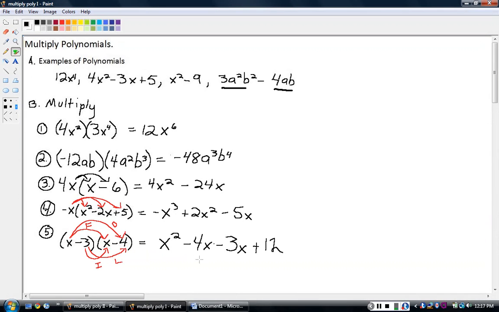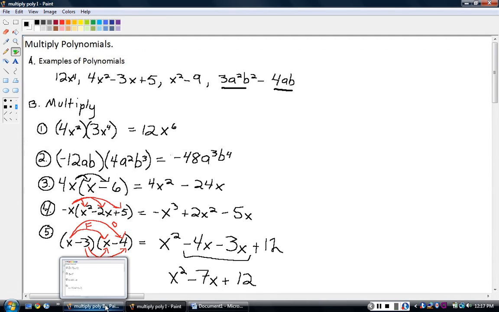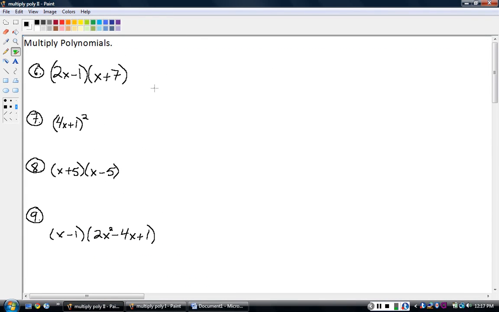So now I'm not done at this point. I still have to do a little bit of work. If you'll notice, these are like terms. Negative 4x minus 3x is negative 7x. So I can do one more step for this example. So far so good. It's not too bad. I just have 4 more examples. So again, I'm going to FOIL here. We'll go a little bit quicker this time. 2x times x, 2x squared. That's the F in FOIL. 2x times 7. Those are the two outside terms. That's 14x.